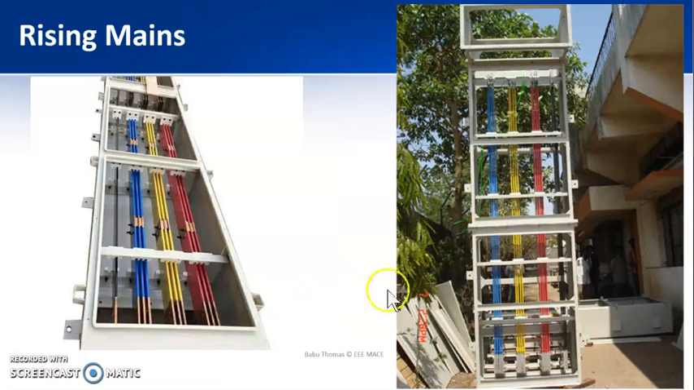So this is how the system looks: a vertical bus bar arrangement. These are the risers, red, yellow, blue, and then you have the neutral. That is again shown over here, red, yellow, blue, and then the neutral. So from here you will take the tappings from these connectors which are connected to the risers, and from there it is given to the floors.